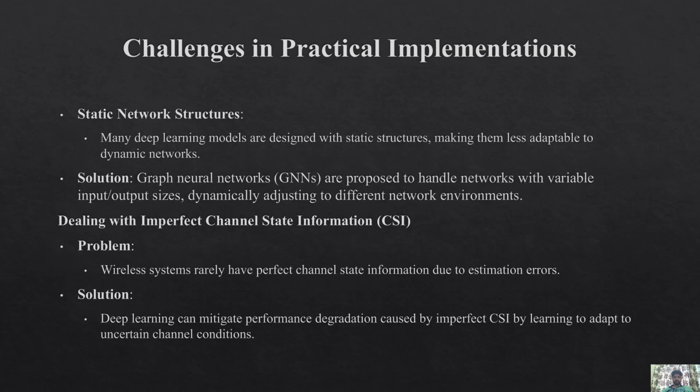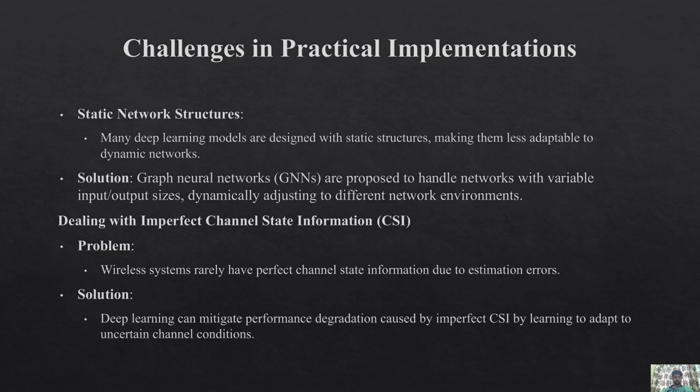Challenges in practical implementation. Static network structure: many deep learning models are designed with static structures, making them less adaptable to dynamic networks. Solution: graph neural networks, GNNs, are proposed to handle networks with variable input-output sizes, dynamically adjusting to different network environments.